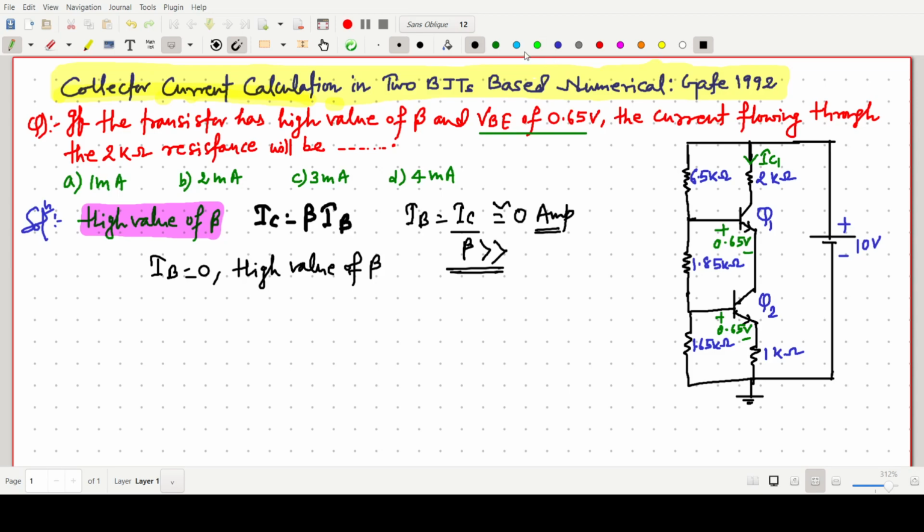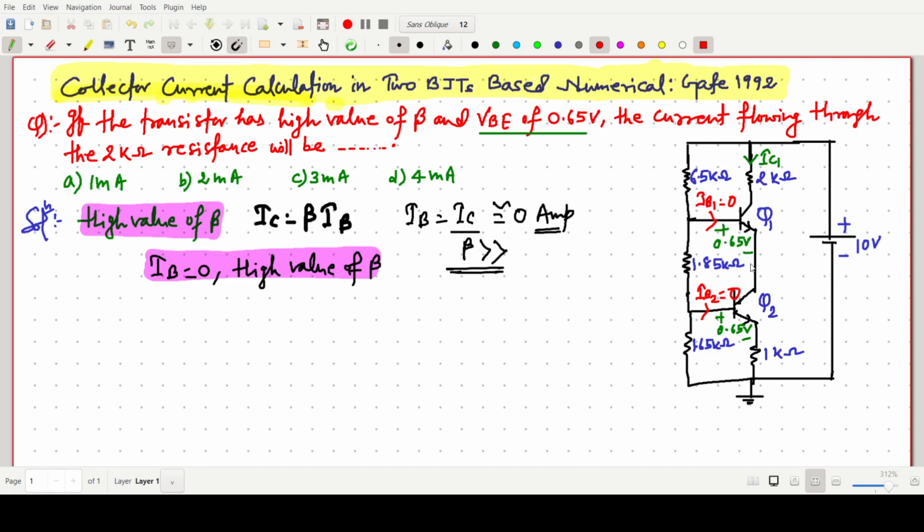Most of the time, this type of numerical comes in GATE, so we have to keep that in mind. Now we know the IB value is 0, so IB1 is also 0 and IB2 is also 0. So we can say this current, that is our IB1, is 0, and this IB2 will be 0, and this current is IC1.